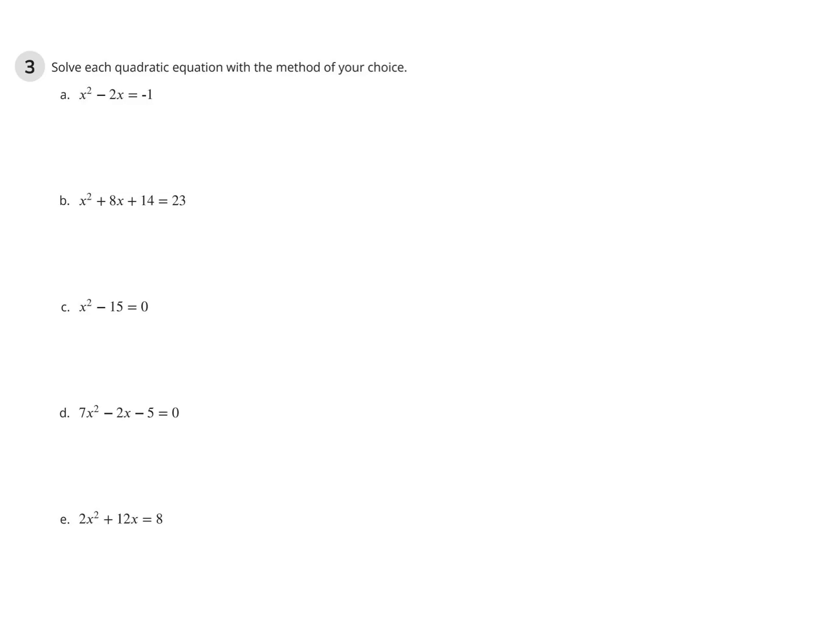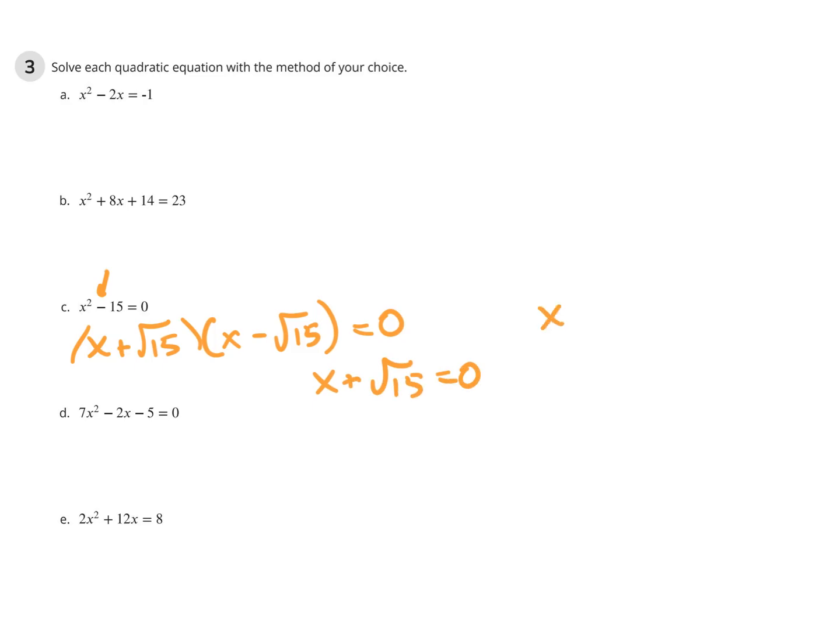Okay, now let's look at C. This is a difference of squares because it's x squared minus a term. So I know that this is x plus the square root of 15 and x minus the square root of 15. I could have moved the 15 over. Okay, I set them equal to 0, and separately, I set them equal to 0. This is probably the longer way. I should probably just move the 15.